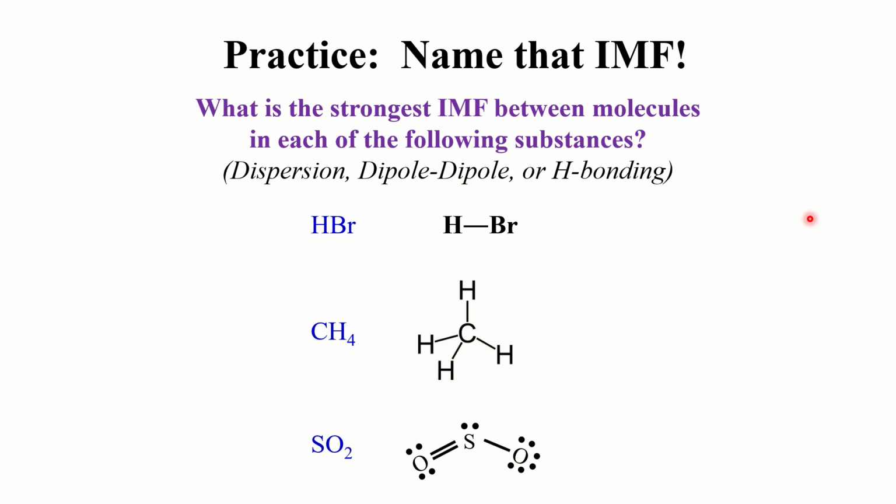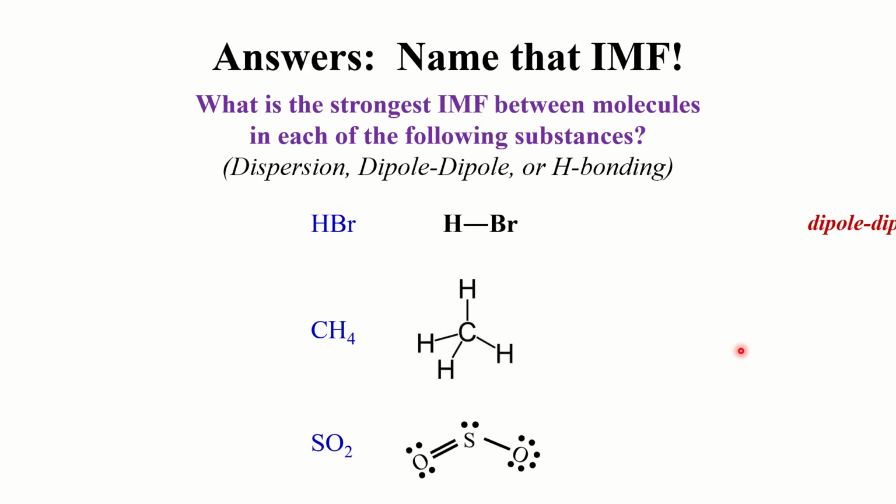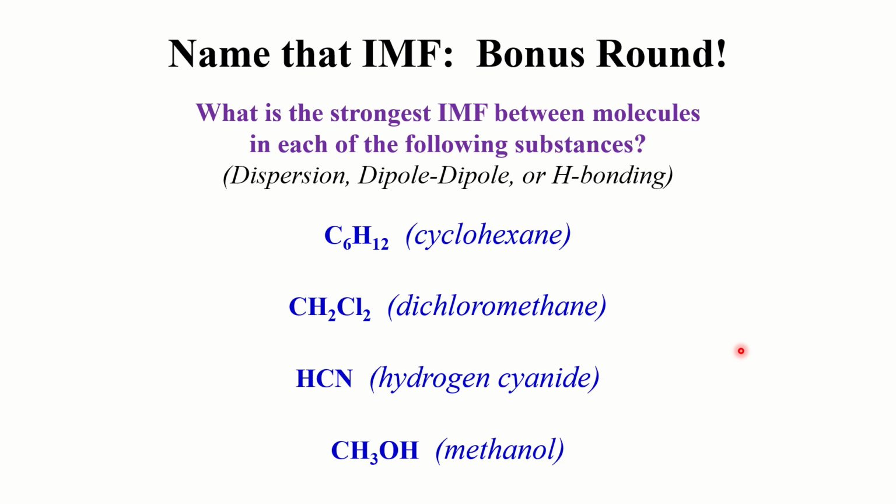So practice, name that IMF. Go ahead and pause the video and answer this question. What is the strongest IMF between molecules in each of the following substances? So for each of these, you are just analyzing if HBr interacted with itself. What would the strongest IMF be? Okay, and here are your answers for each of those three molecules.